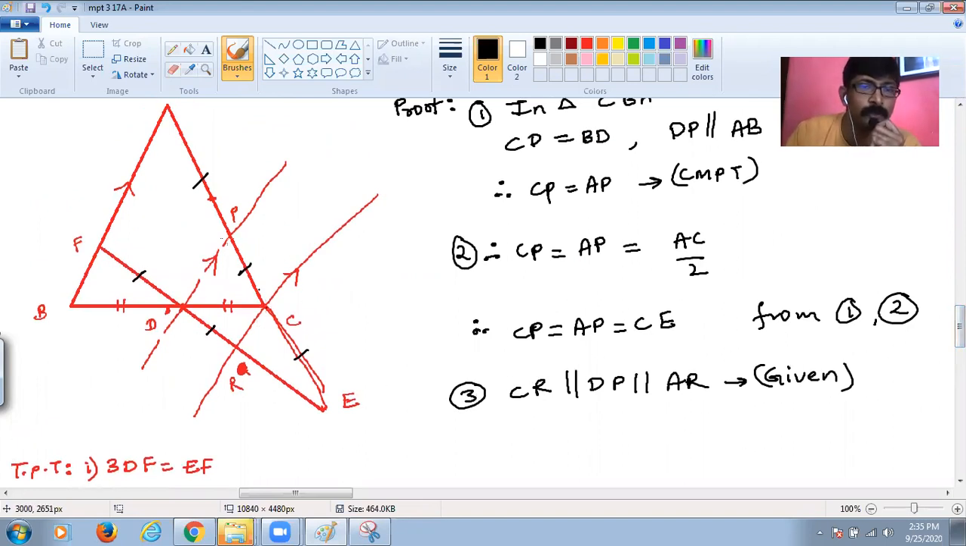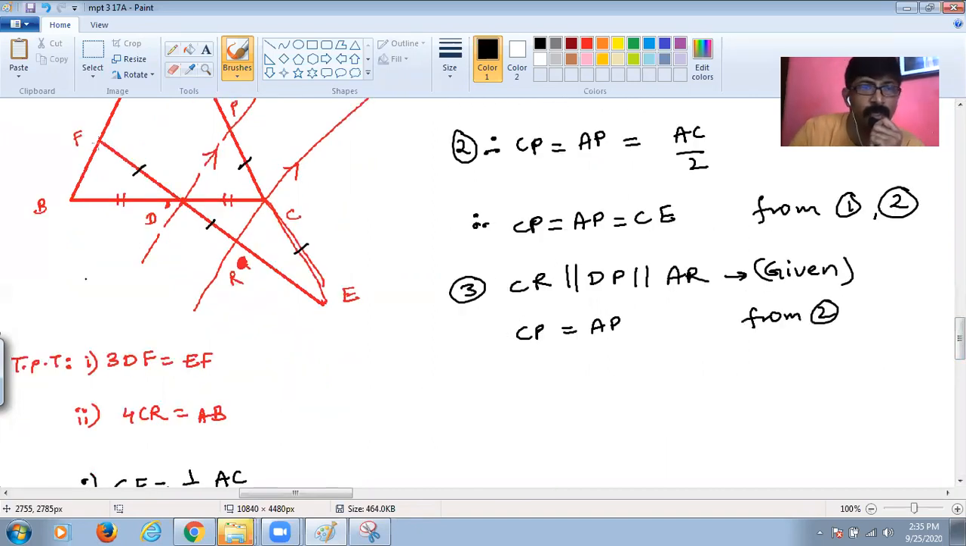And we have already proven that CP is equal to AP. It's proven above from 2. So what can we say? If CP is equal to AP and these three lines are parallel, then we can say that FD is equal to DR. That implies FD is equal to DR. Why? By equal intercept theorem.